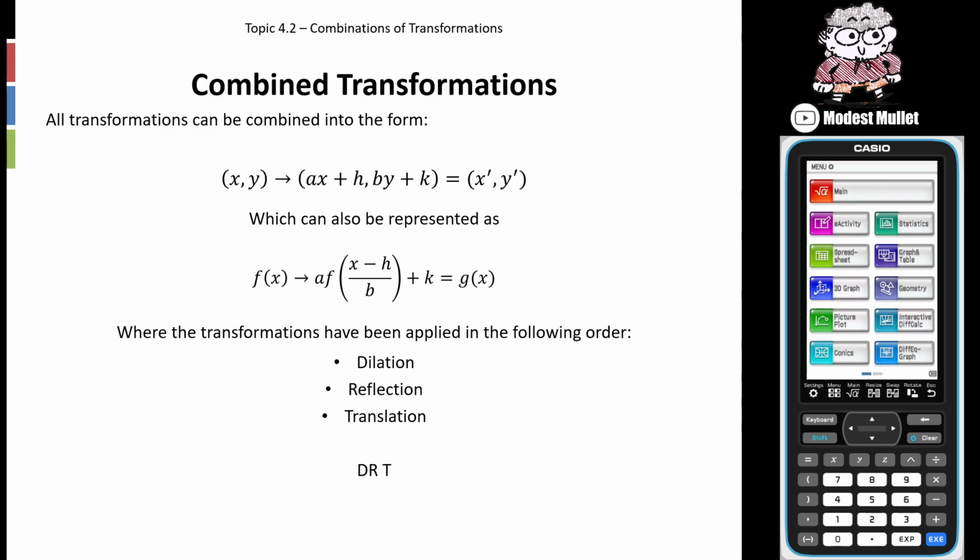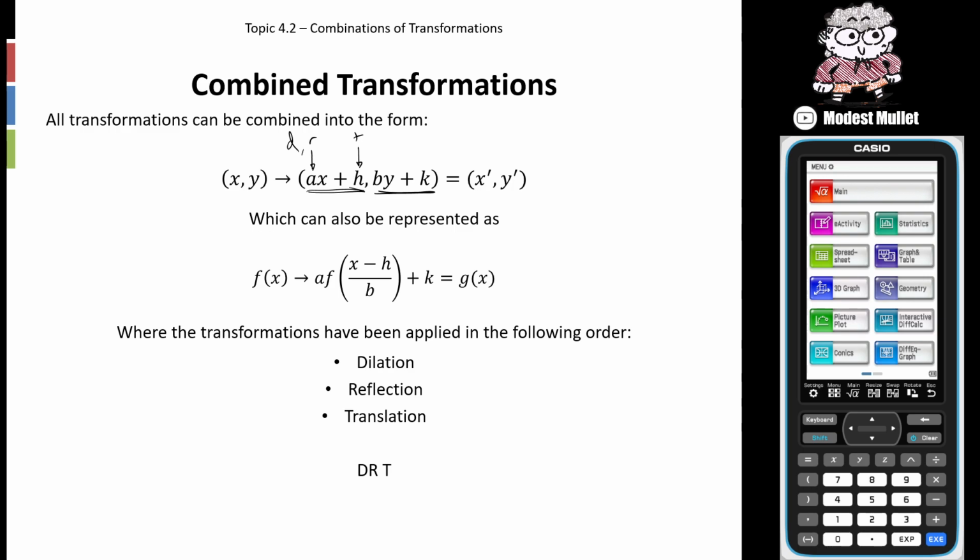So combined transformations. We can realize that for each coordinate point, our x or y coordinate, we can apply multiple things to it. We can apply a dilation or a reflection. So this is a dilation and reflection. And we can also apply a translation. And the same goes for the y coordinate.